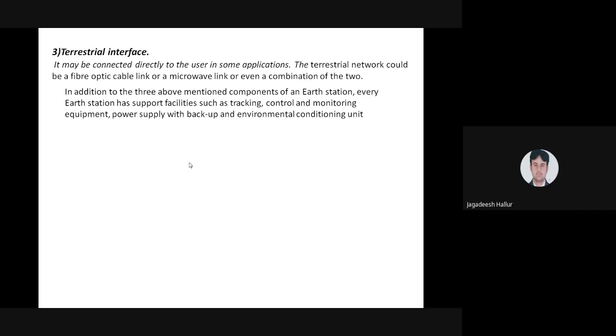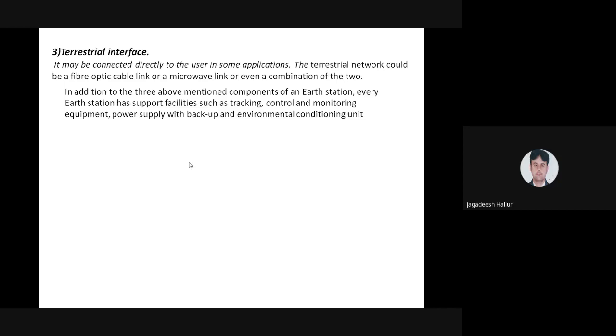Similarly, the terrestrial interface may be connected directly to the user in some applications. The terrestrial network could be a fiber optic cable link, or a microwave link, or even a combination of the two. If there is a wired connection, we require a fiber optic cable. If there is a wireless one, we require a microwave signal, or both.